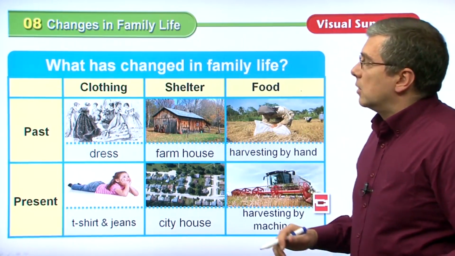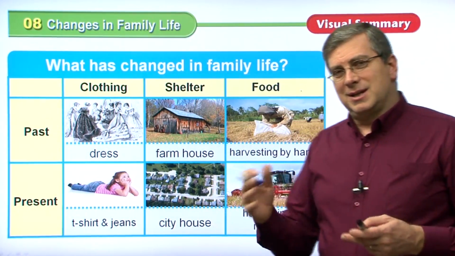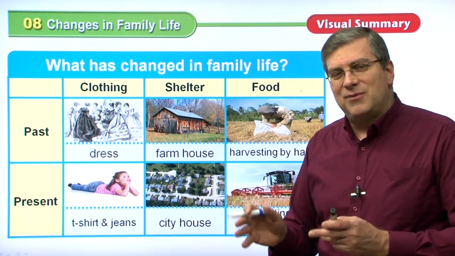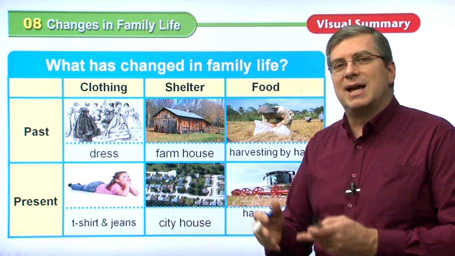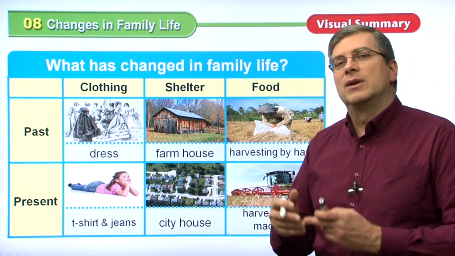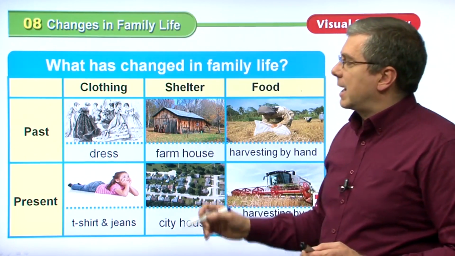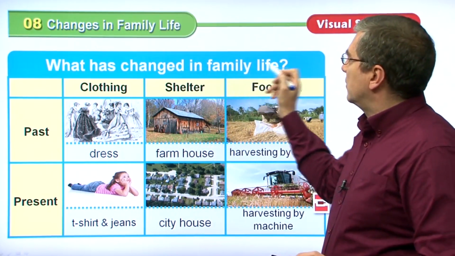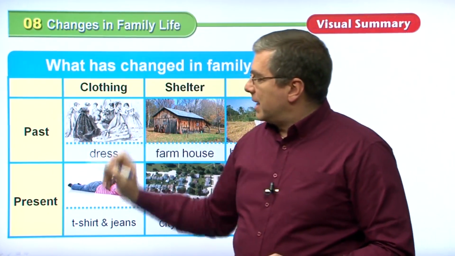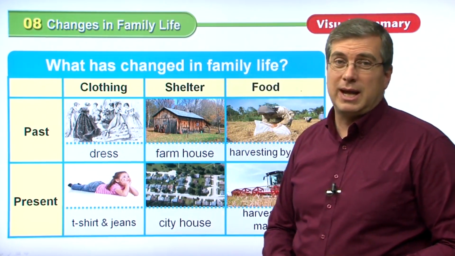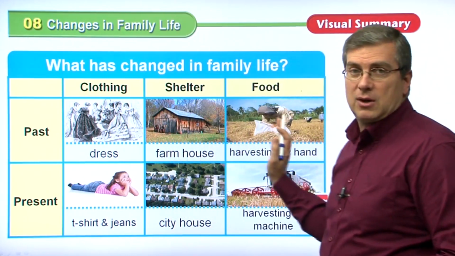Okay, so it seems like we're talking about farming too much, but our main focus, of course, is how people's lives have changed, right? How has life changed from the past to the present? And this is what we're looking at here on this chart. So what has changed in family life? We can look at the past, we can look at the present. These are the two different time periods we're looking at, and we're looking at these categories.